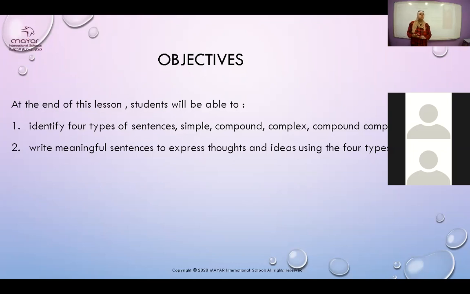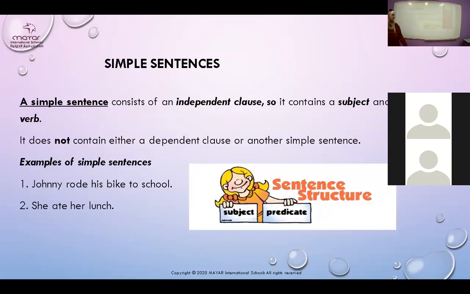So if you want to know the type of sentences, you have to be familiar with the words idea or thought, clause, dependent or independent, conjunctions or subordinators. Let's take these in detail. At the end of this lesson, you'll be familiar with the 4 types of sentences, and you will be able to write meaningful sentences using these types. Now, the first type of sentences is called the simple sentence.